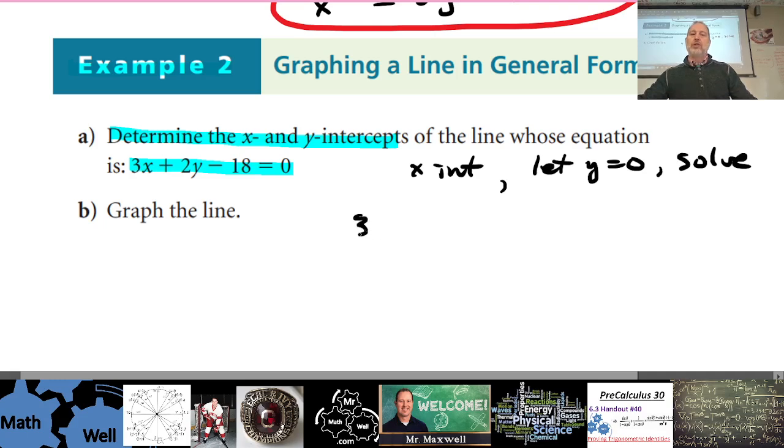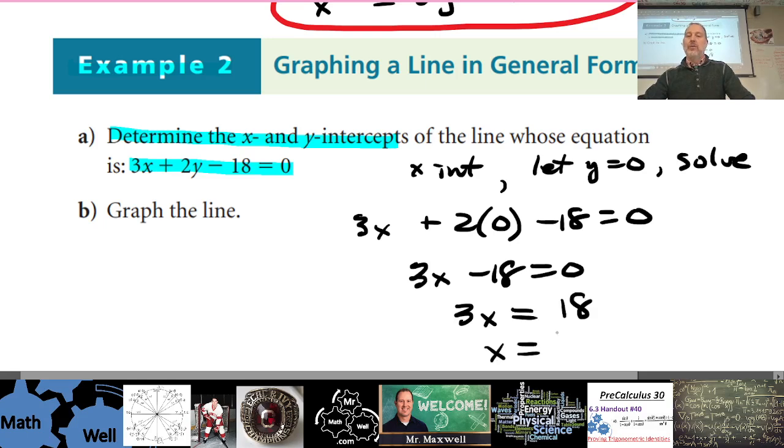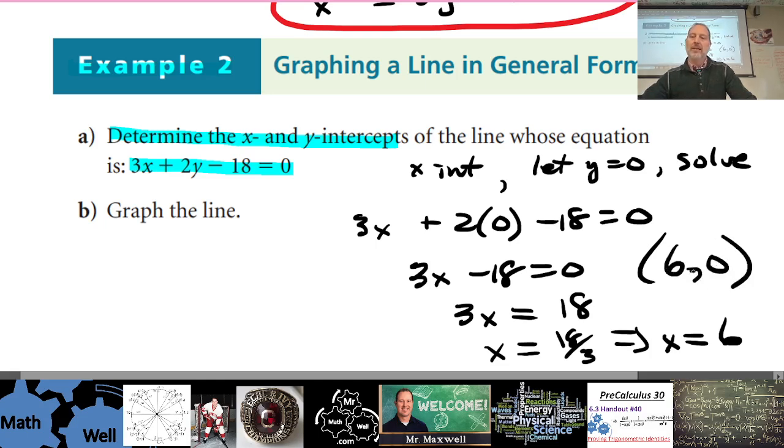So that's what we'll do. So 3x, I'm going to solve for that x, plus 2 times 0 minus 18 equals 0. So let y equal 0, then solve. Now I have 3x minus 18 equals 0. I need to get x all by itself, so I'm going to add 18 to both sides. So 3x equals 18. x equals 18 divided by 3, or x equals 6. So my x-intercept is the point (6, 0). And remember, I really want you to write the intercepts as points, (6, 0).